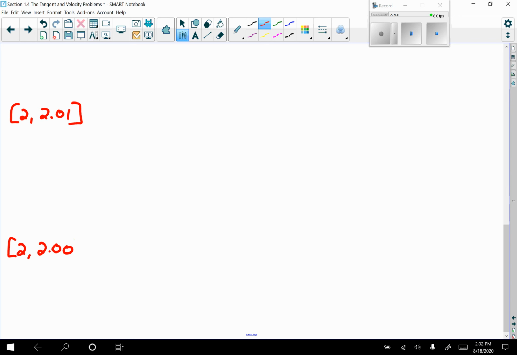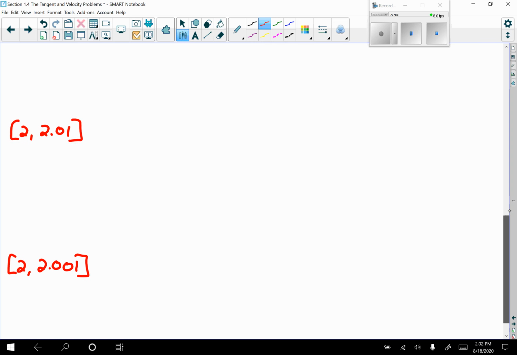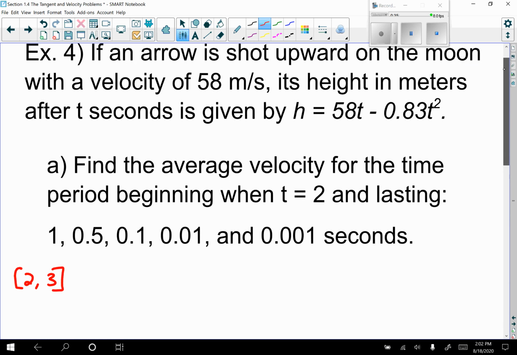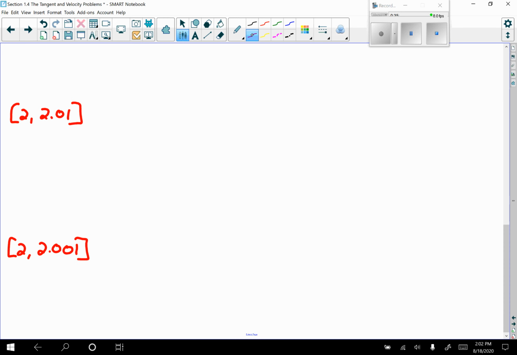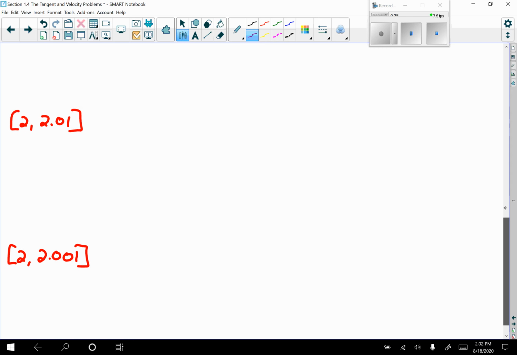Now part B again will ask us for the instantaneous velocity, and that we can gather from the answers that we're looking at here. But you definitely need to have your calculators with you. So we're looking at 58t minus 0.83t squared. So what we first want to do is determine this when t is 3 first.